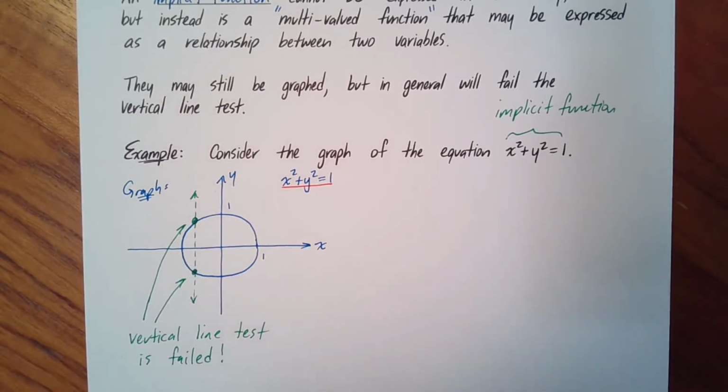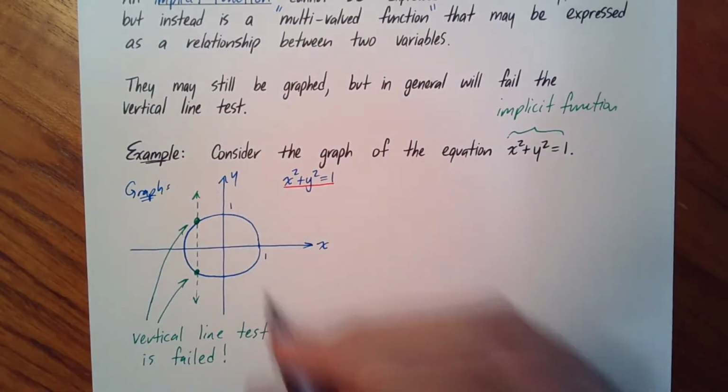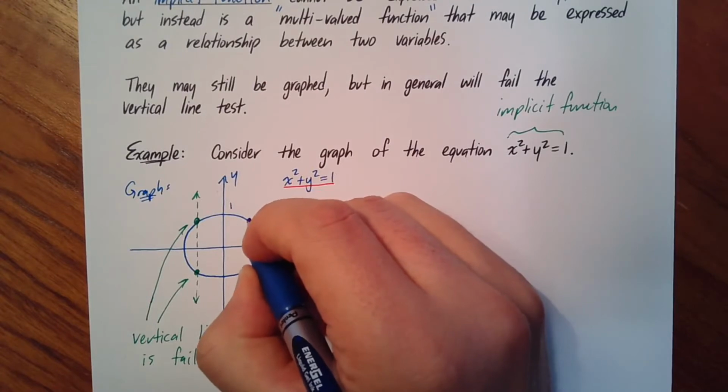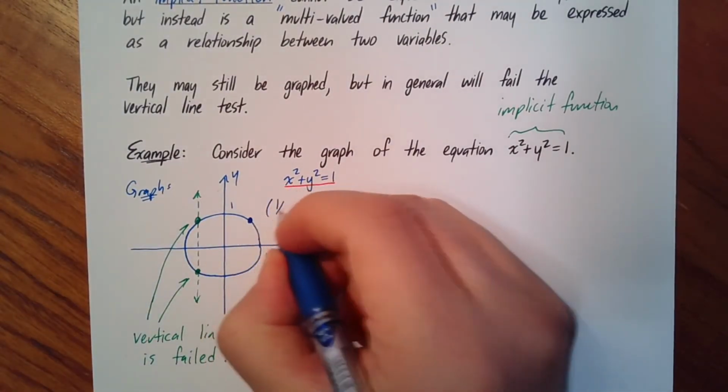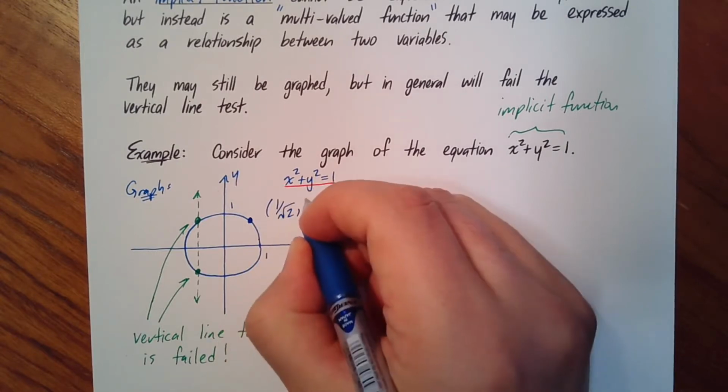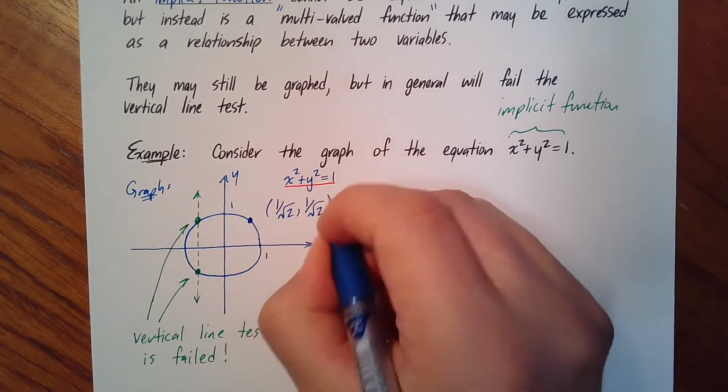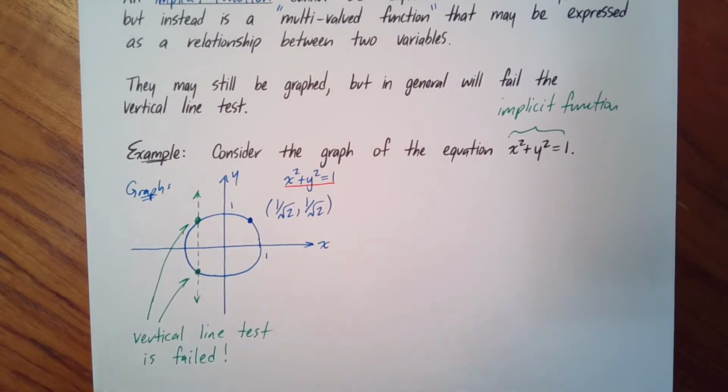Okay, but something else that you might notice about this graph is that it's still smooth, right? There's no kinks or corners or sharp bends. So what does that mean? That means you can draw tangent lines, right? Let's look at an example. Let me actually pick a particular point on this circle, the one that has x and y coordinates both equal to 1 over the square root of 2.